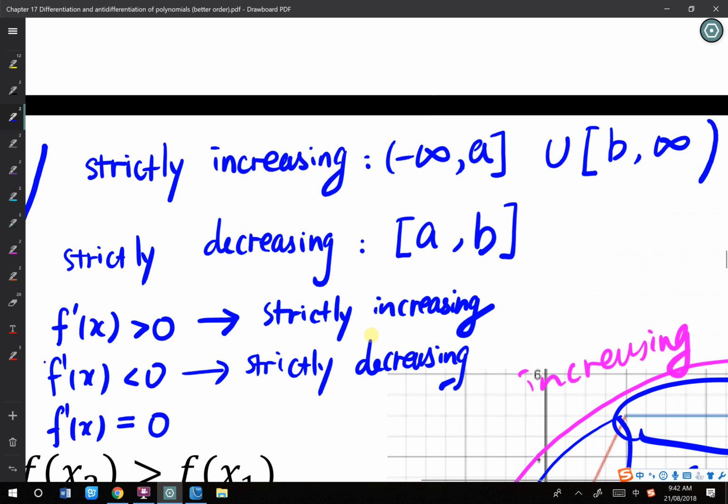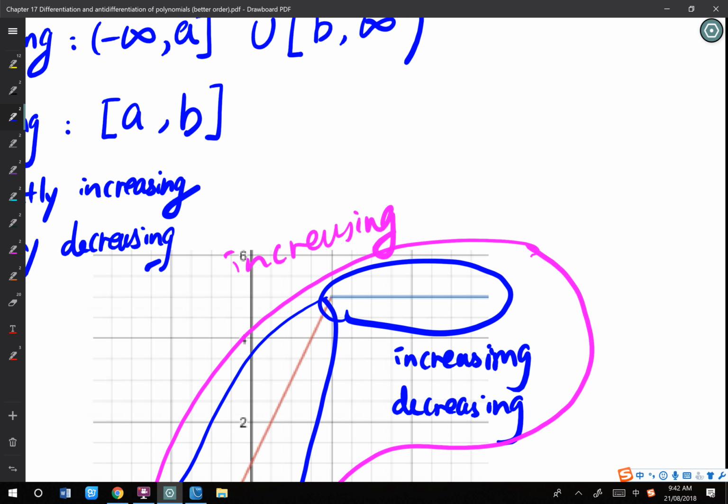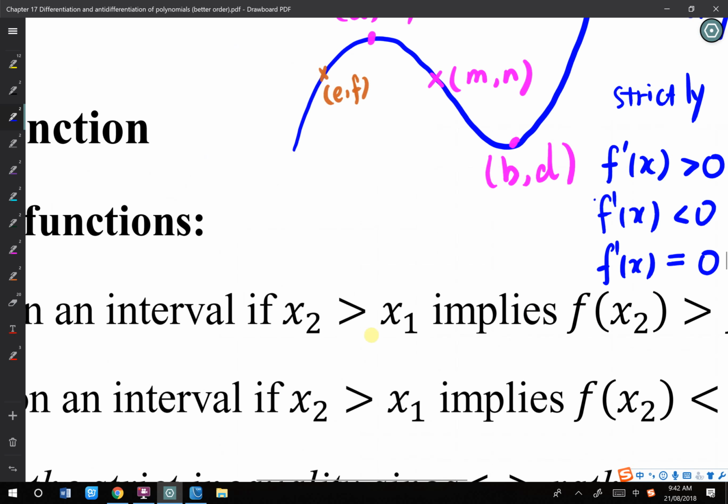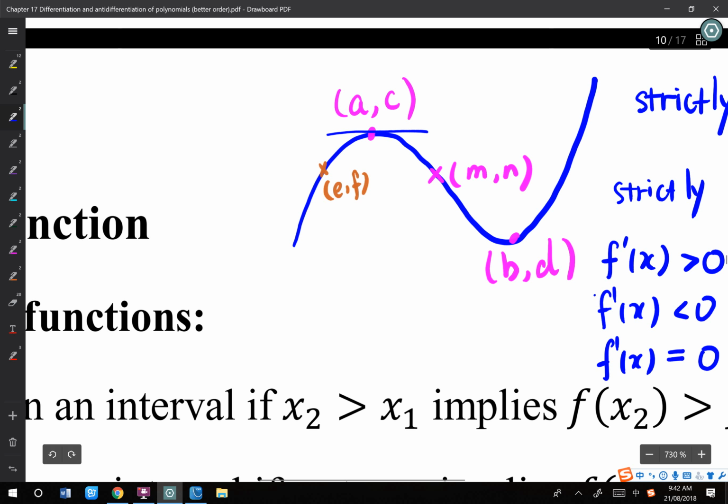It can be like this, the derivative equals to 0, like this horizontal part. Also, this turning point is derivative equals to 0 because the tangent is horizontal. This is the derivative equals to 0. Okay, that's the horizontal. We'll talk about that more in the next chapter, about the stationary points. But think about this function.